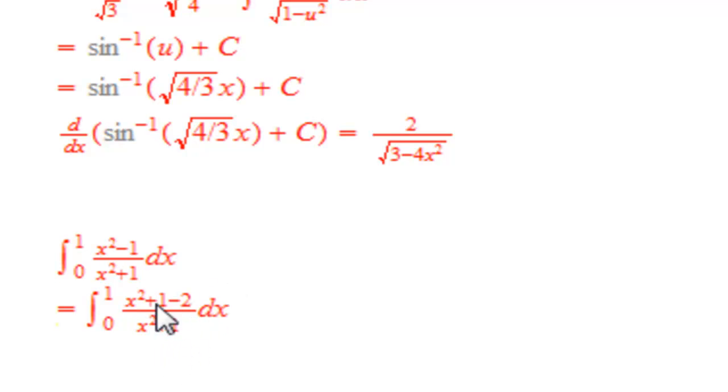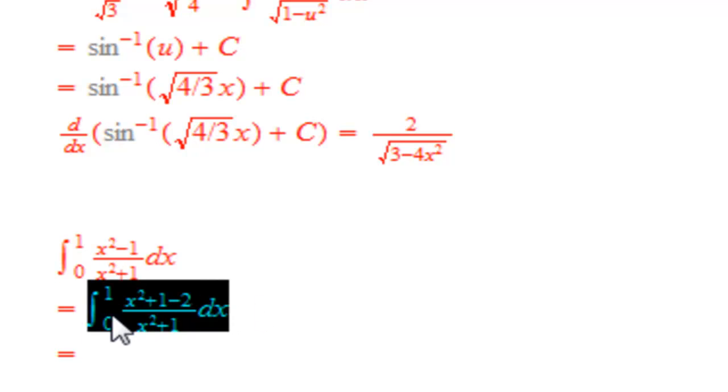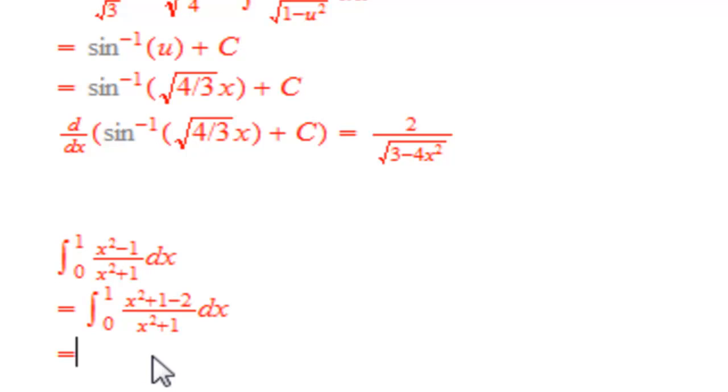I mean, we got an x squared plus 1 on the bottom. When we do it this way, I can break it up into 2 fractions, and then it'll be easy to do either of those fractions. So I got myself a math mode here. Let's see. If I break this up into 2 fractions, then I have the integral from 0 to 1 of x squared plus 1 over x squared plus 1 minus 2 over x squared plus 1.